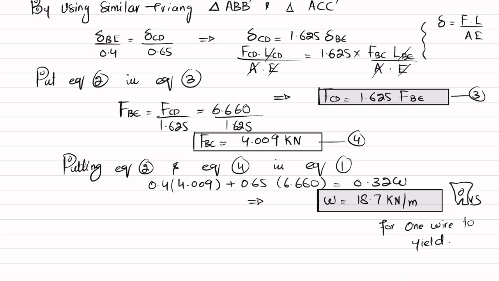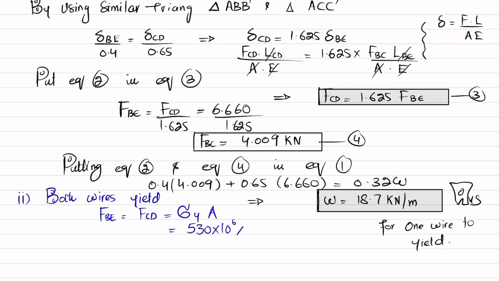Clear? Now we'll move toward our second part, in which both wires yield. So if both wires yield, FBE will be equal to FCD, and that will be yield stress into area. What is the yield stress? That is 530 into 10 to the power 6 multiplied by area. The area of wire is pi by 4 into 0.004 squared. So it will give you FBE equal to FCD, and that will be equal to 6.660 kilonewton.